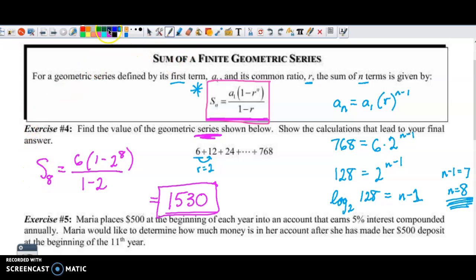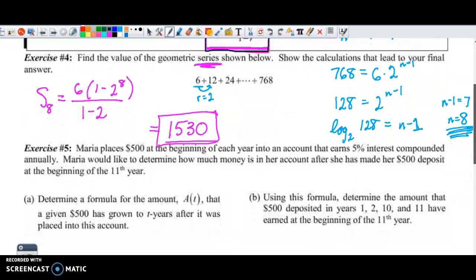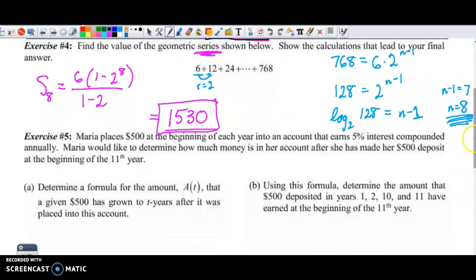So as I finish up these notes, I just want to point out the formula that we will reference over and over again as I jump back into exercise 5. And what we're doing in this problem is coming up with a formula to understand compound interest and how we can come up with some of these answers.